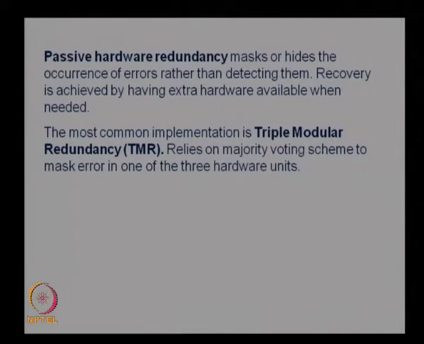The most common implementation of passive hardware redundancy is known as triple modular redundancy. This relies on a majority voting scheme to mask an error in one of the three hardware units. So, this is the very basic implementation, triple modular redundancy, where the error will be masked or hidden by the system, and recovery will be achieved through the additional hardware which is available.